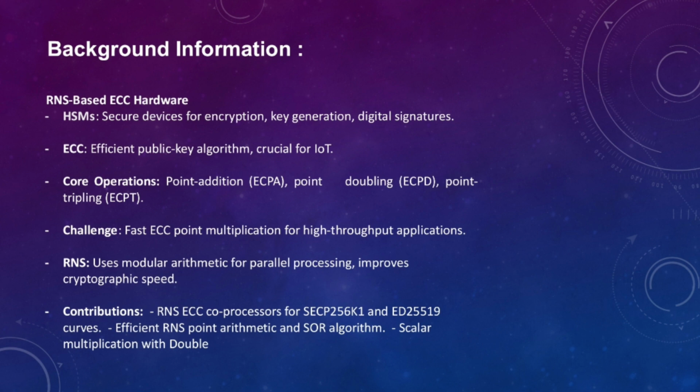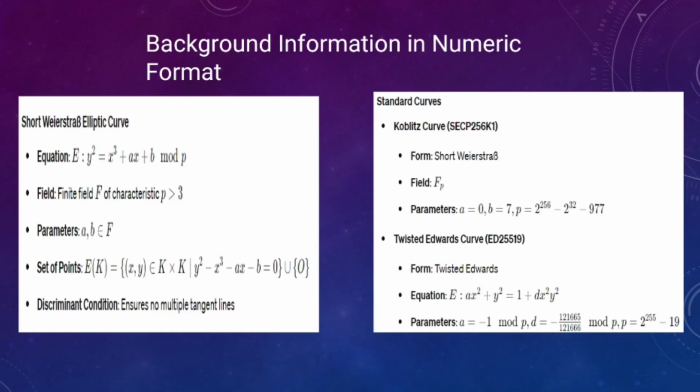So basically, in RNS, we use modular arithmetic for what purpose? For parallel processing, and it improves cryptographic speed. As I mentioned earlier, the two families of elliptic curves are the short Weierstrass elliptic curve, and in the main purpose standard curve there is, and the sub part of that is the Koblitz curve and the twisted Edwards curve. In the introduction part, I only mentioned the two parts, that is the short Weierstrass elliptic curve and twisted Edwards curves.